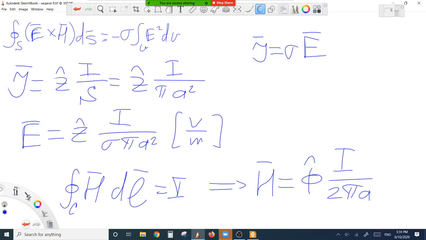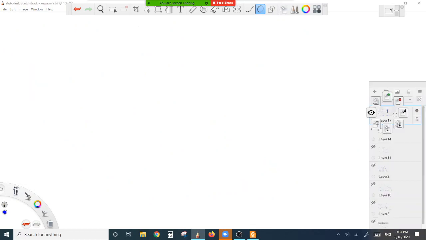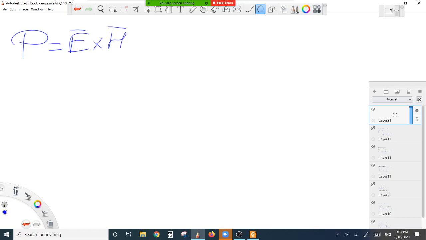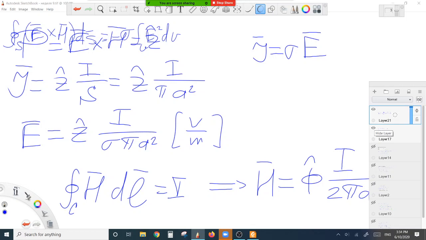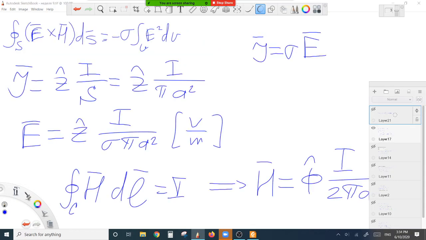And now, the power density at the surface of the conductor, which is P, which is E cross H. The power density at the surface of the conductor is z times E, which is z I over sigma pi a squared, cross the unit vector phi I over 2 pi a.